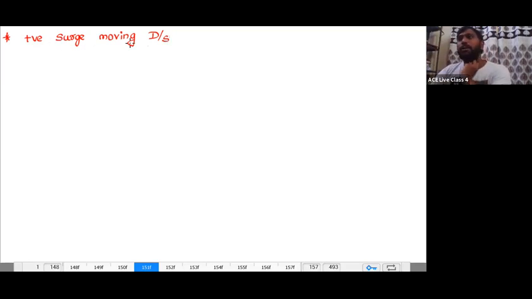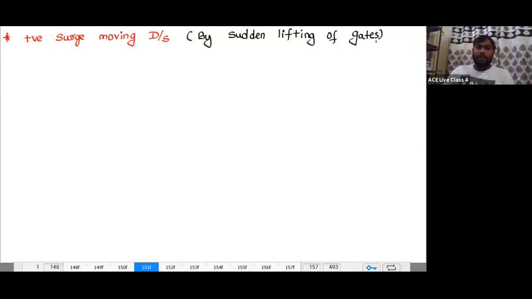Okay. Now, think and say when this is going to happen. When will the water level on the downstream increase, when you lift the gate or when you close the gate? When you lift the gate, more water will go to the downstream, the water level on the downstream rises, and that surge is moving towards the downstream. Yes or no? Positive surge moving downstream is by sudden lifting of gates.